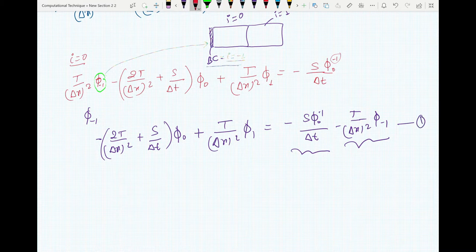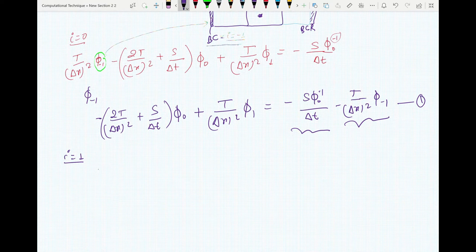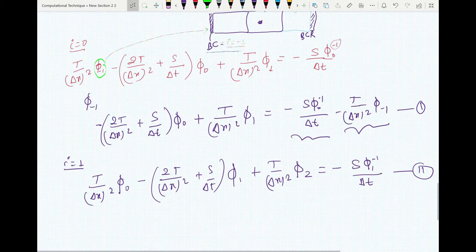Now again, let's say we have another grid, this is I equals 2, and then we'll have a boundary condition here as well, which is the right hand side boundary condition. Now if we put I equals 1 for this grid block, what we'll get will be, which will be equation 2. We can assume T by delta x square as eta.